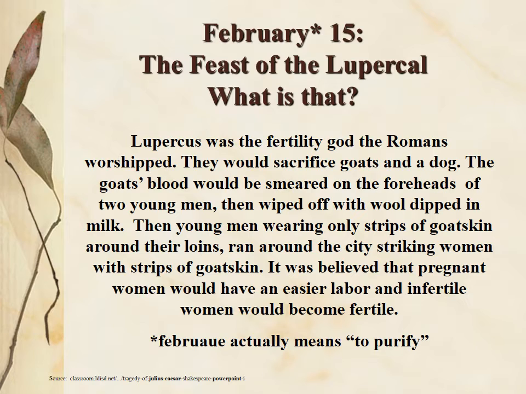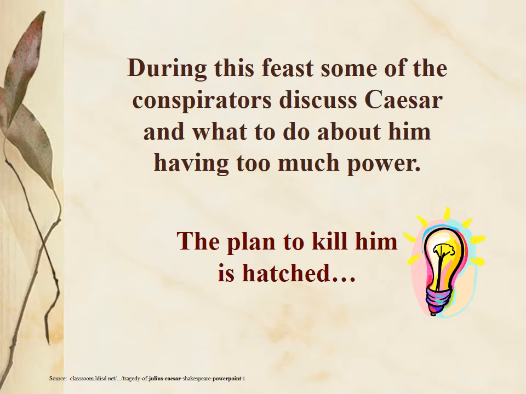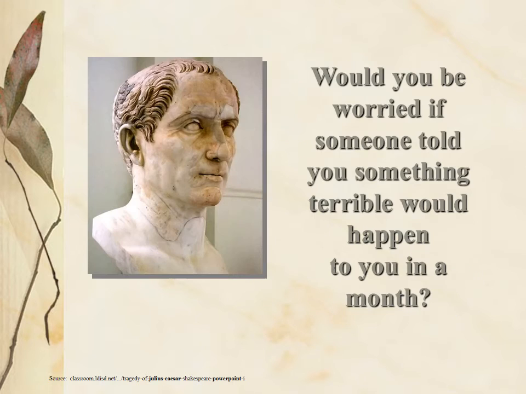February actually means to purify, the name of the month that we use in our current calendar. During this feast, which happens right at the start of our play, some of the conspirators discuss Caesar and what they should do about him having too much power. So the plan to kill him is hatched, and Cassius is the brainchild of this plan.